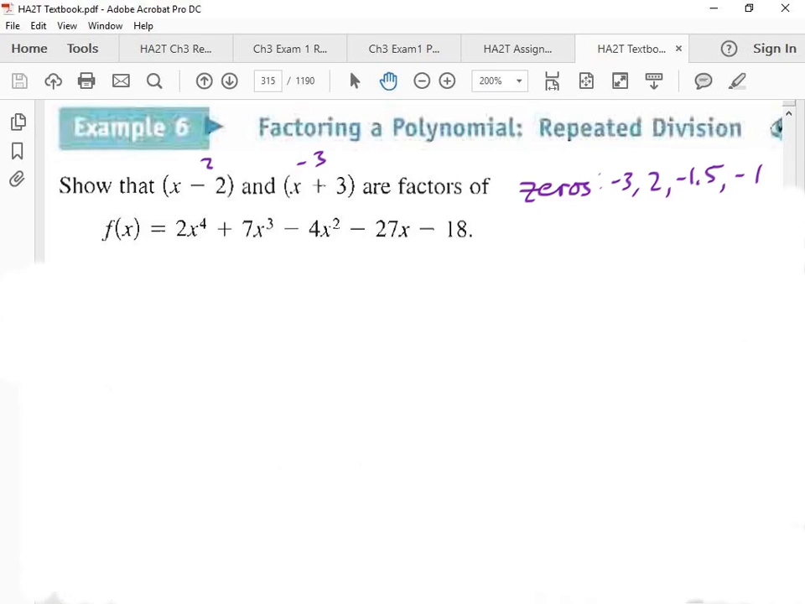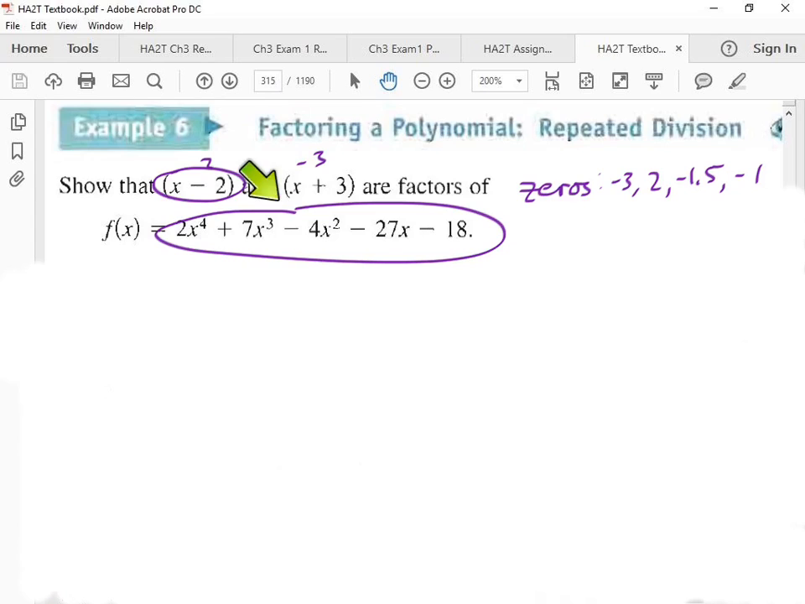If you divide this by this one, would you expect that there would be a remainder? Why would you expect that there would be a remainder? If this is a factor of this, would there be a remainder? The answer to that question is no. There would not be a remainder because it is a factor.